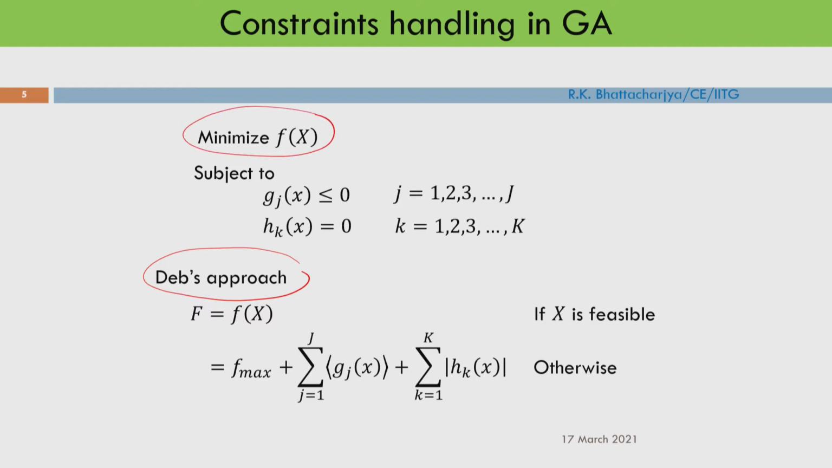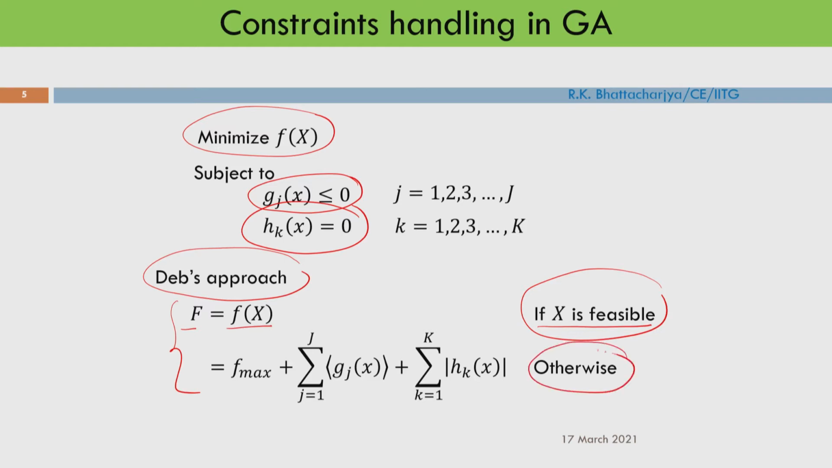So, we can say this is a Deb approach, and suppose this is the problem, it is a minimization problem. Again, as I said, we are discussing minimization problems. We have two constraints, one is an inequality type constraint, one is an equality type constraint, that is g_j(x) less than or equal to 0 and h_k(x) equal to 0. For that, I can write the penalty function, the constraint handling function, something like this: F equals f(x) if x is feasible. If it is in the feasible region, you are not adding any penalty.